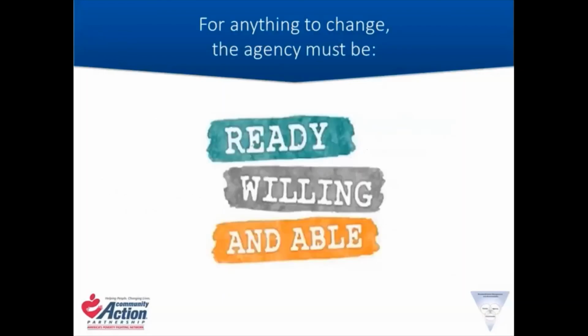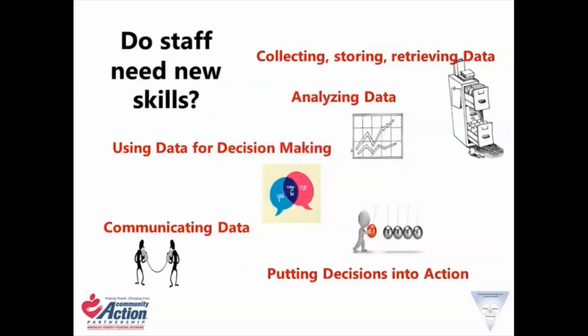And so we know that for any change to happen, the agency must be ready, willing, and able. And so that able piece allows you to think about the specific kinds of skills that staff might need. Do they need new skills? What is it that might be different?